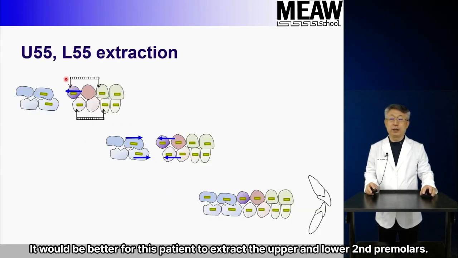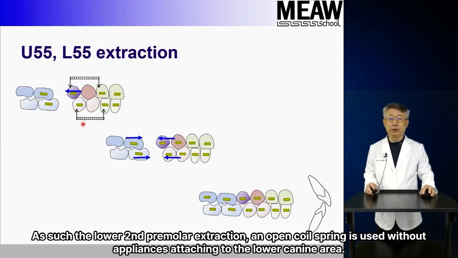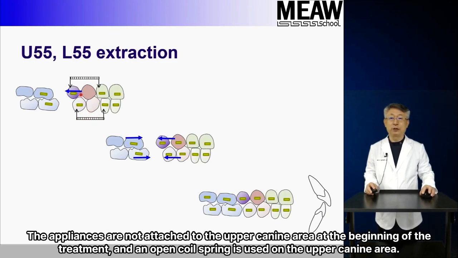It would be better for this patient to extract the upper and lower second premolars. In the second premolar extraction cases, what should we do? As such, for the lower second premolar extraction, an open coil spring is used without appliances attaching to the lower canine area. The appliances are not attached to the upper canine area at the beginning of the treatment, and an open coil spring is used on the upper canine area.